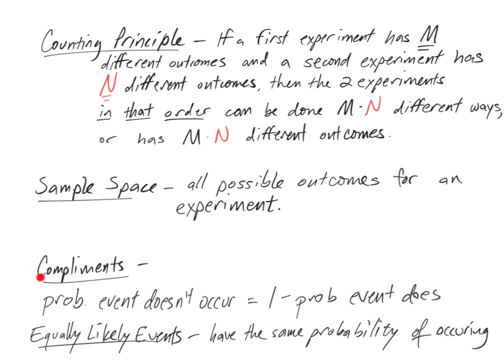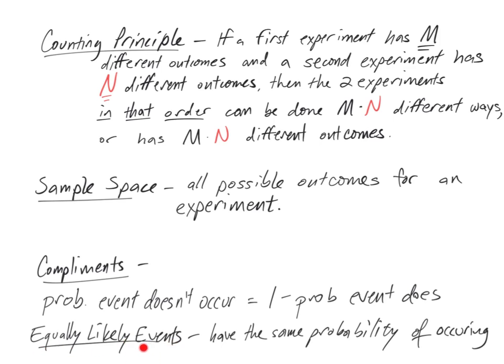And then we have this idea called a complement. The complement here is the probability that an event doesn't occur. That is the complement of the probability that the event does occur. And we can find the probability of that by subtracting the probability that it does occur away from 1. So if we know what the probability is that you'll roll a 6 on a 6-sided fair die, we can find the probability that you don't get a 6 pretty easily. We can just do this little subtraction here.